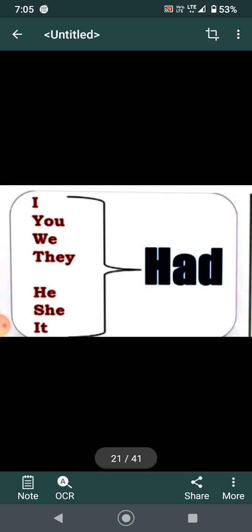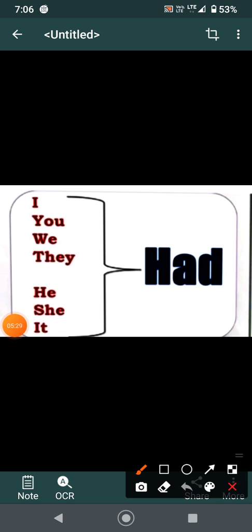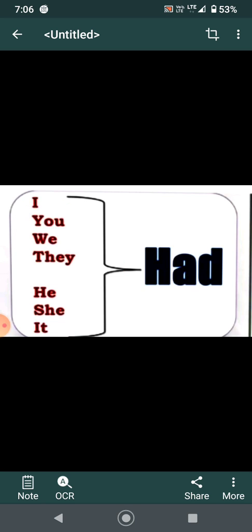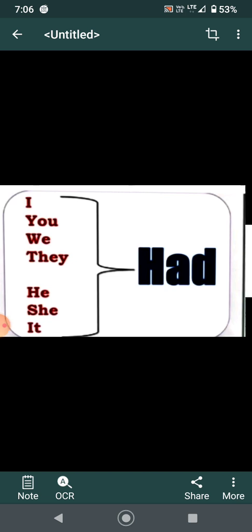But in the past with had we use all these together, means for I, you, we, they, he, she, it, with every noun or pronoun we always use had, whether singular or plural. It's a rule, in past we always use had. It's in present that we use has for singular and have for more than one. I hope this concept is clear, beta.